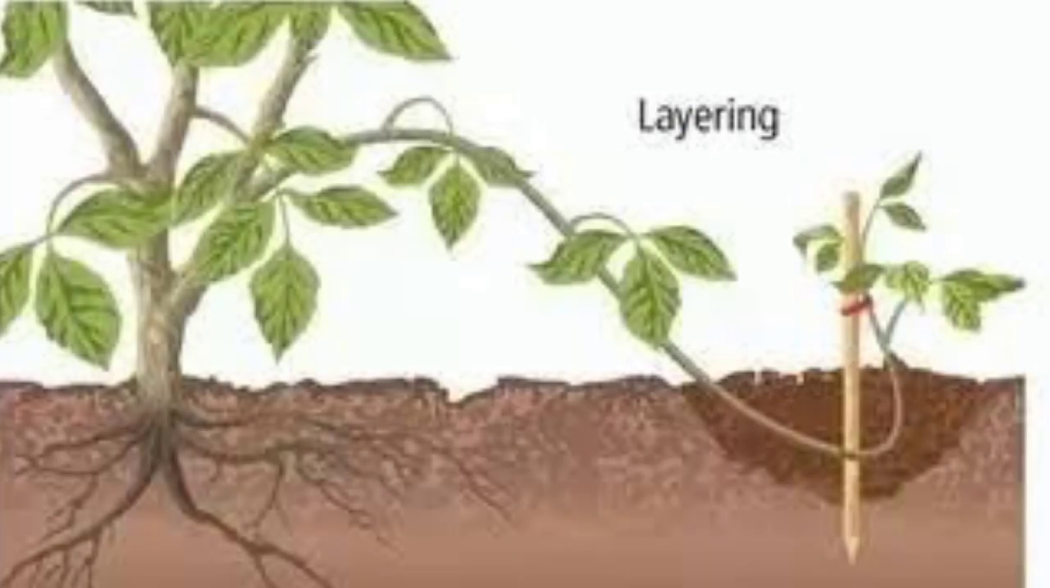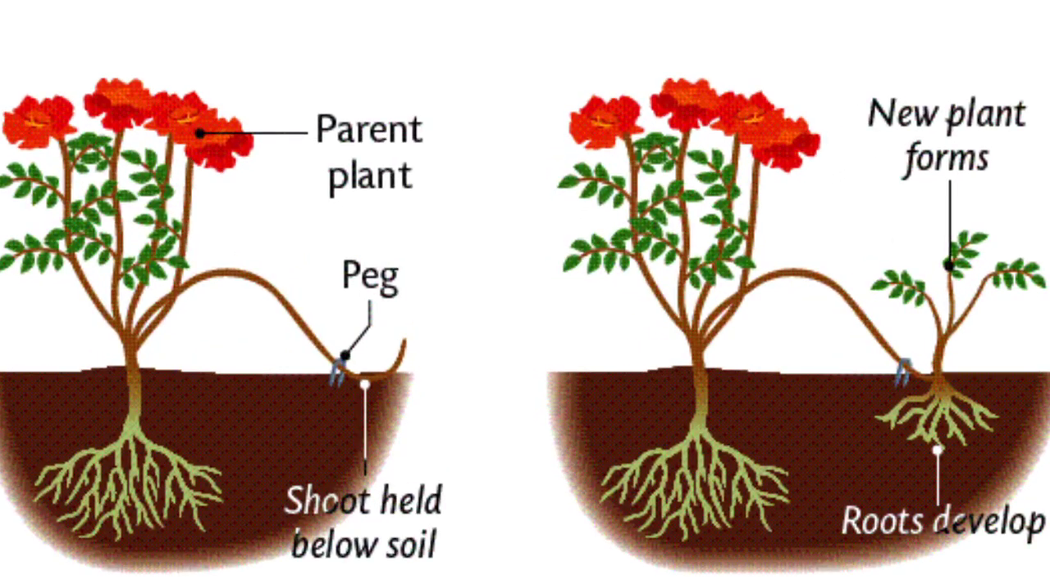In the method of layering, a young branch is bent towards the ground and covered with moist soil. This covered part, which is in contact of soil, produces new roots. The branch is then separated from the parent plant and allowed to grow into new plant. This method of vegetative propagation is called layering.